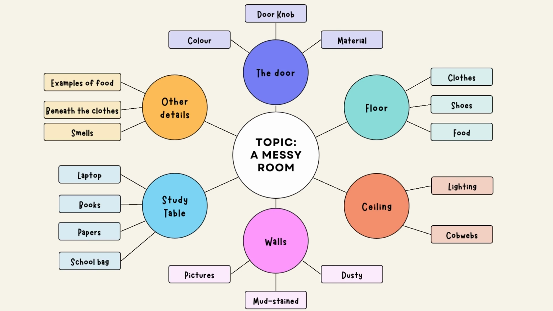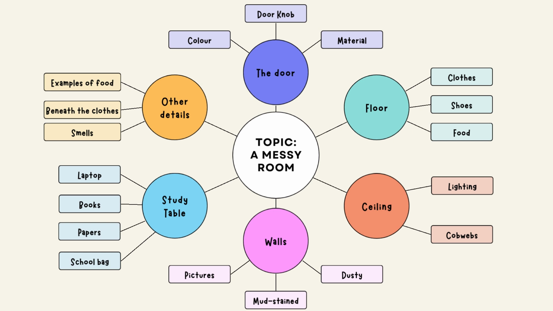Moving on to an example. So now I've made a mind map on the topic a messy room. First things first, if we have to think about a room, you will have the door, and inside the room there is a floor, ceiling, walls. There may be a study table as well, and also other details.